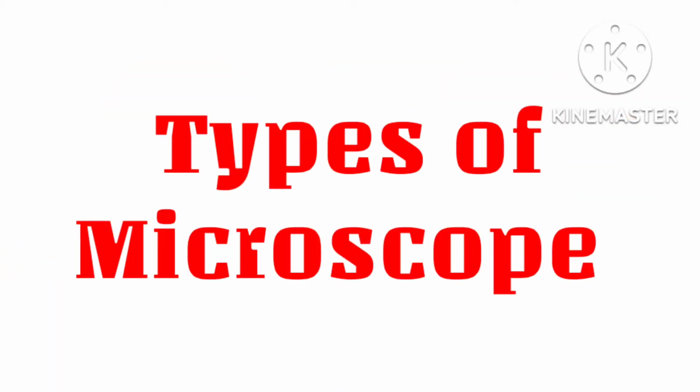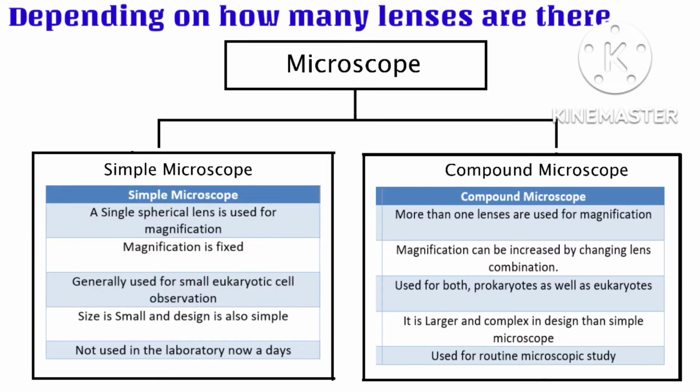And depending on that, we can categorize microscope into two types. In simple microscope, a single spherical lens is used for magnification, and that's why magnification is fixed, and generally it is used for small eukaryotic cell observation. The size of the simple microscope is small and the design is also simple. It is not used in the laboratory nowadays.